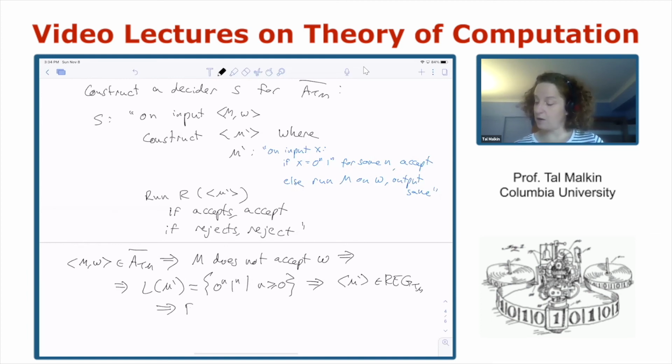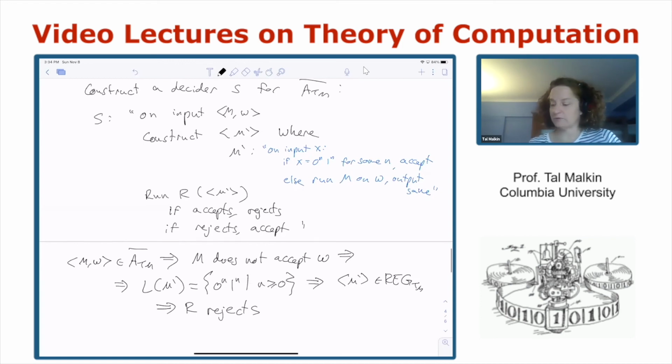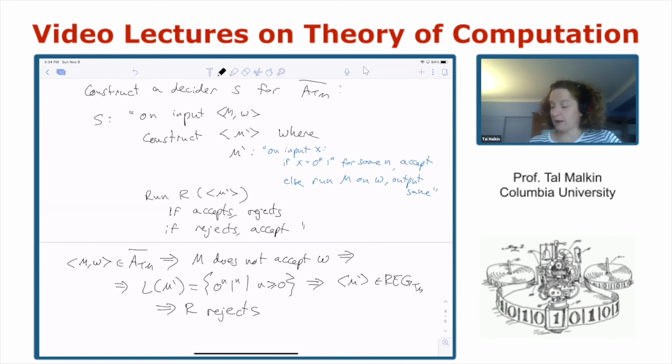Okay, which means R rejects. Okay, so let me flip the answer here so I get the correct answer. If it accepts, reject, and if it rejects, accept. I'm flipping the answer just because I wanted a reduction to ATM complement, just because I wanted a different language. So if M prime is in RecTM, then R rejects, which means S accepts, okay, as we wanted.